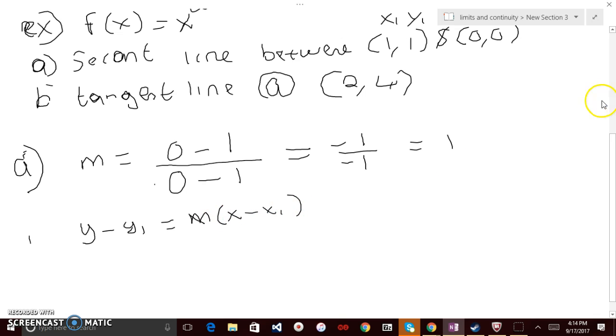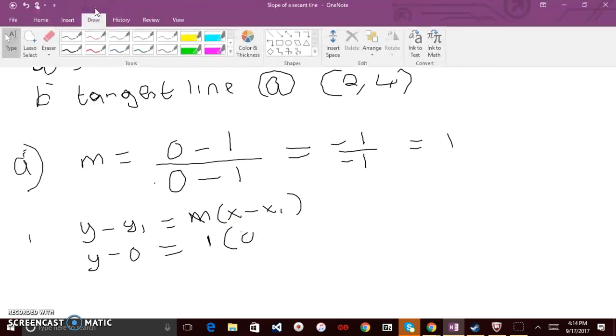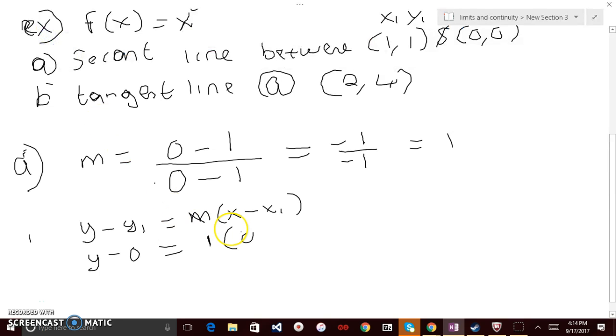It doesn't matter which set of points you pick, you just pick any set of points. I'm going to pick 0, 0. So that's y minus 0 is equal to our slope of 1 times x minus 0. I'm sorry, that's just x. Let me get an eraser here and get rid of that.